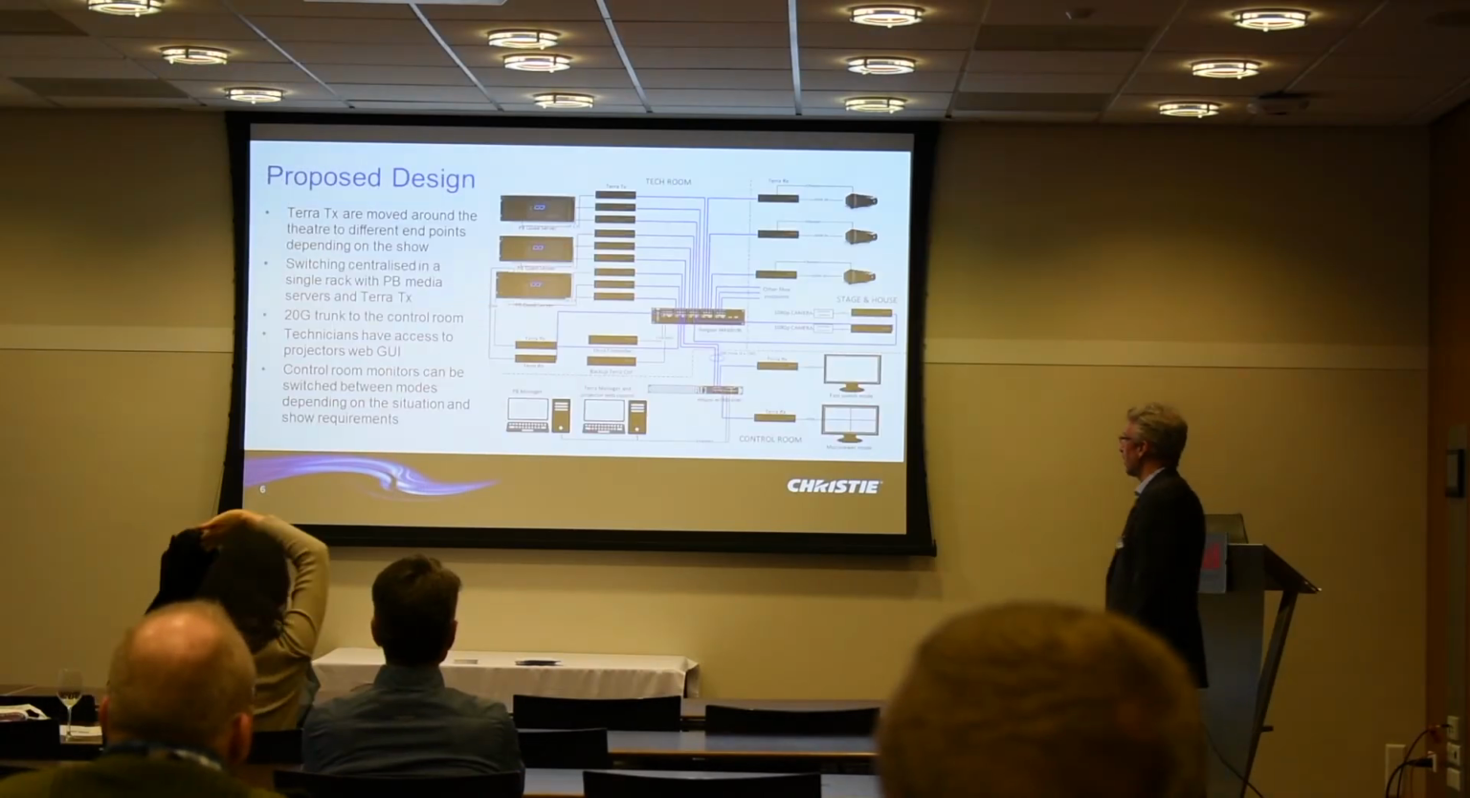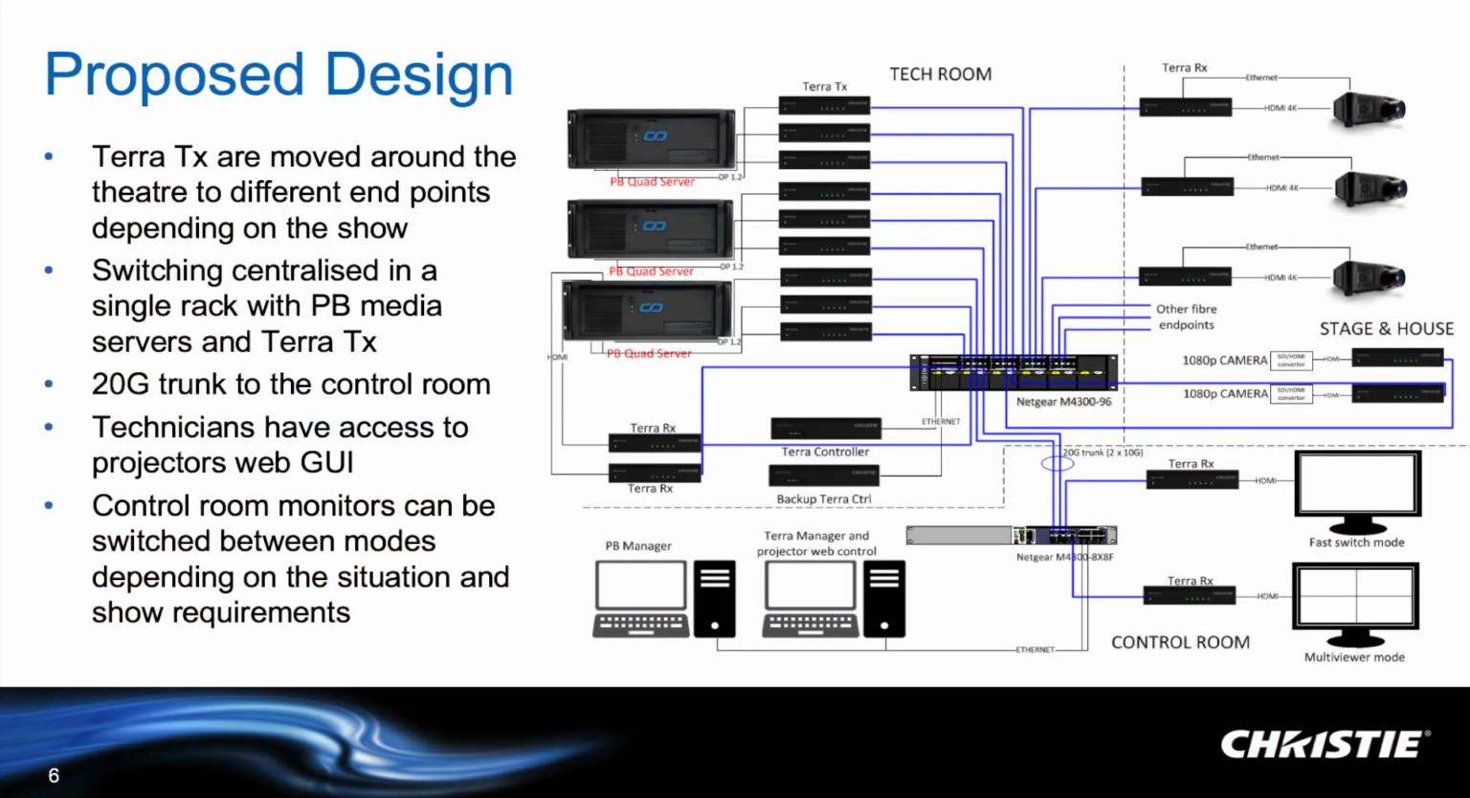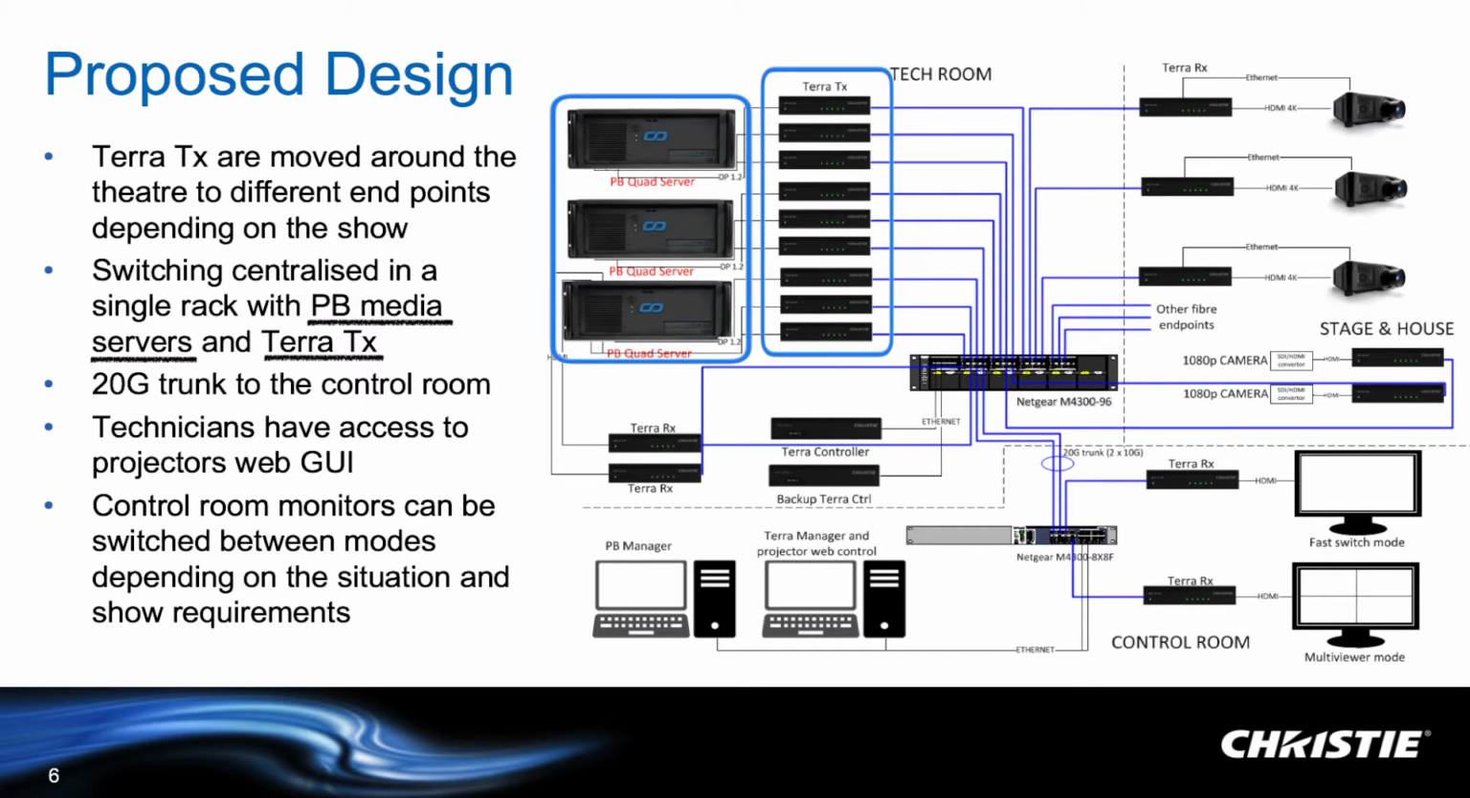So we ended up with something that looks like this. There are 3 different zones to this. In the technical room, in the rack, they ended up with the Pandora's Box media servers and the transmitters. The 2 controllers, so they have a backup controller. So the Terra controller is there to tell the transmitters and receivers what to do, and it also serves to memorize presets as well, so you can recall presets which they needed going from one show to another.